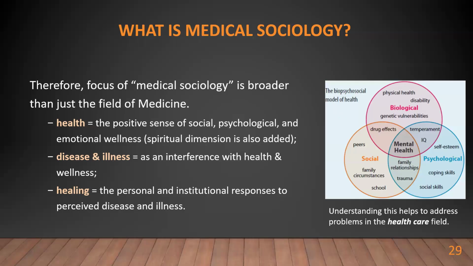And here you have on the side the explanation of how these are interrelated and how they create this idea in regard to mental health. So mental health is, you see here. We have a separate lecture on mental health as well. Then disease and illness as an interference with health and wellness. And then we have healing, the personal and institutional responses to perceived disease and illness. So we have illness behavior, sickness behavior, et cetera, et cetera.